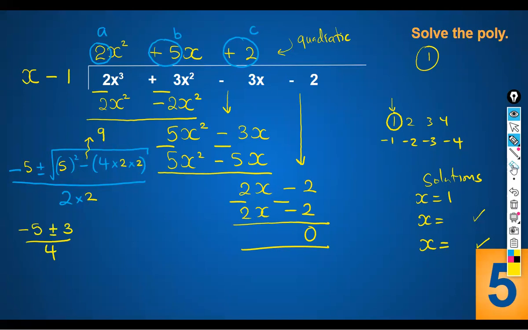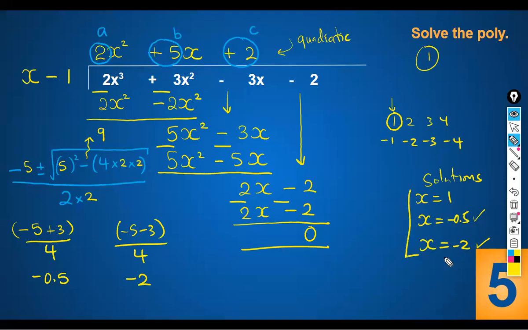Right? Well, I showed you all how to do it last week, right? So it's 5 plus 3, make sure it's in brackets, and the other one is minus 5 minus 3 in brackets, and divided by 4. I believe you're going to get minus 0.5 and minus 2. Those are your other 2 missing answers, minus 0.5 and minus 2. You have all 3 solutions for your equation now. The first one is a guess. The other 2 you get via the quadratic equation.